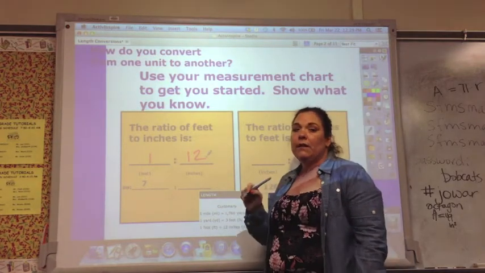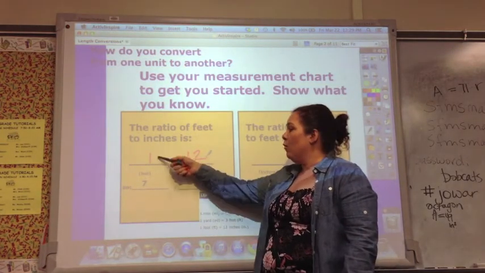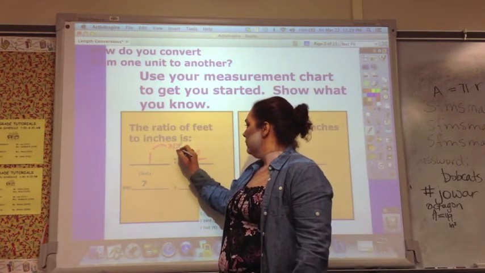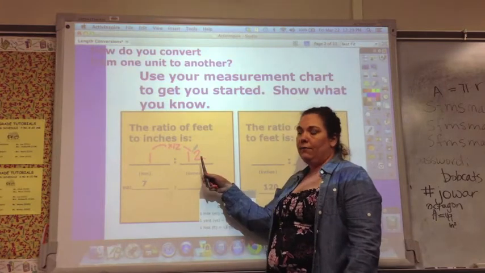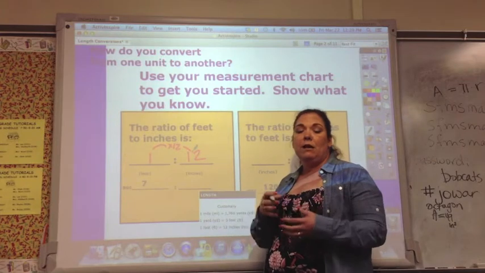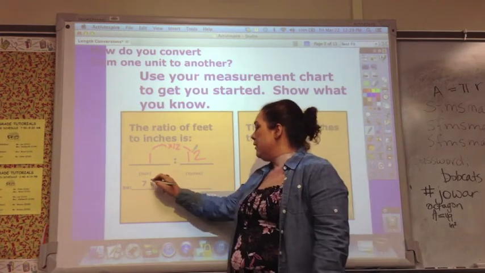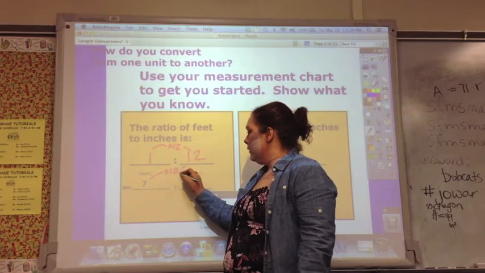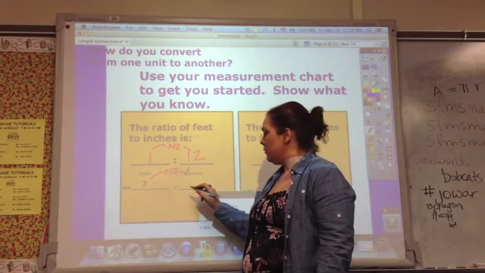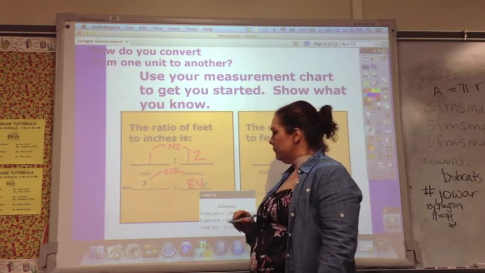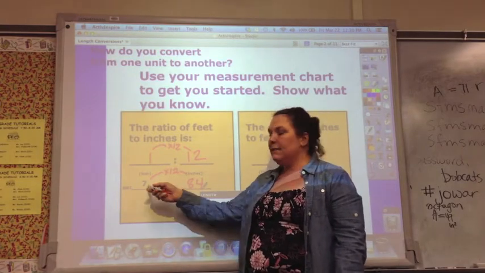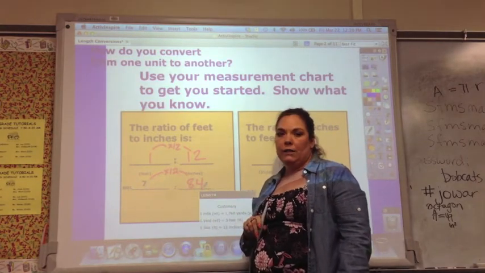Now, we look at this relationship. How do we get from 1 to 12? Well, it's times 12, because every time we have 1 foot, we have 12 inches. So if we have 7 feet, the same ratio, the same proportion exists. We would go times 12, and 7 times 12 is 84. And so now we can say in 7 feet there's 84 inches.